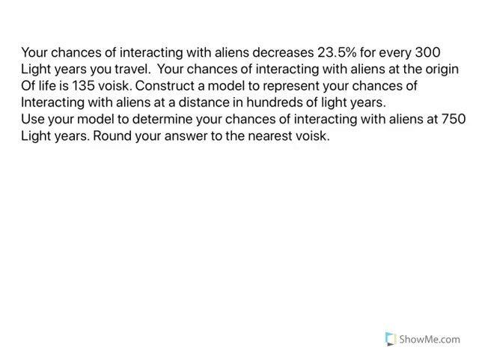All right, we're looking at an exponential decay problem here. Your chances of interacting with aliens decreases 23.5% for every 300 light years you travel. Your chances of interacting with aliens at the origin of life is 135 Voisk. Construct a model to represent your chances of interacting with aliens at a distance in hundreds of light years. Use your model to determine your chances of interacting with aliens at 750 light years. And then round your answer to the nearest Voisk.